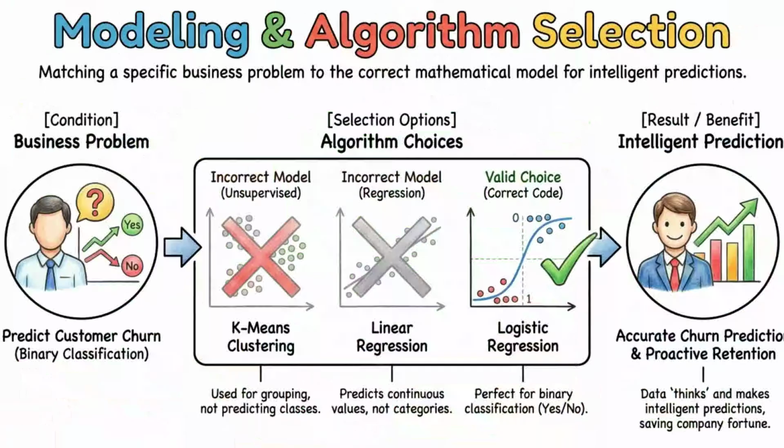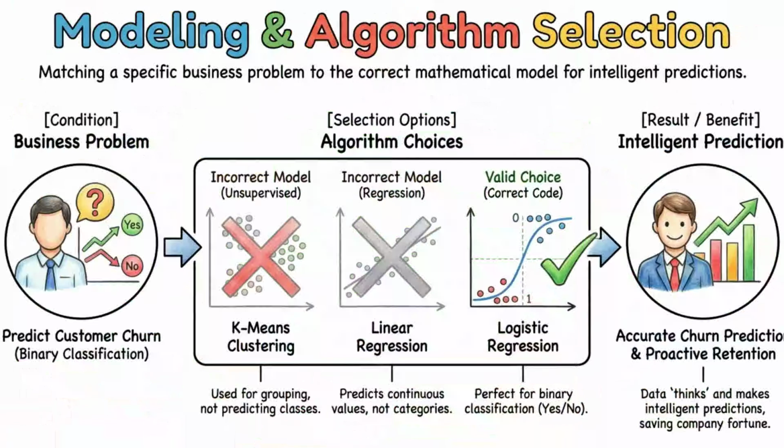Welcome to Section 3 of our AWS Certified Machine Learning Specialty course, where we finally enter the thrilling phase of modeling and algorithm selection. In this lesson, you will learn how to look at a specific business problem and immediately know which mathematical algorithm is perfectly suited to solve it.